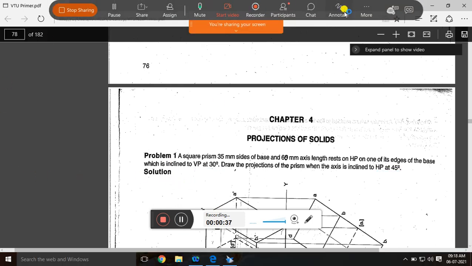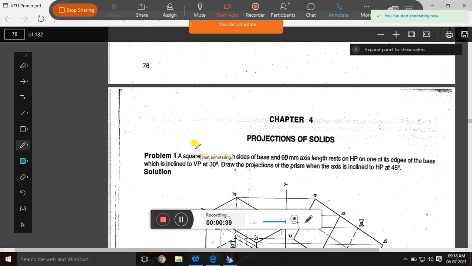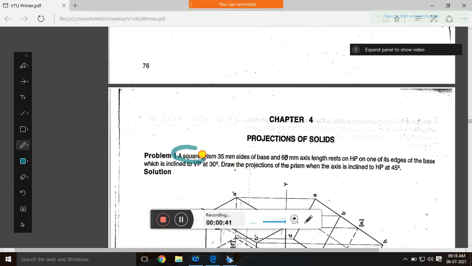So in this problem, the surface is a square and the axis length is 60, and it always rests on HP, so you have to start with the top view. In the top view it is a square with an edge condition. It is not a corner condition, it is an edge condition. So the first position is to draw the top view, a square with an edge condition.